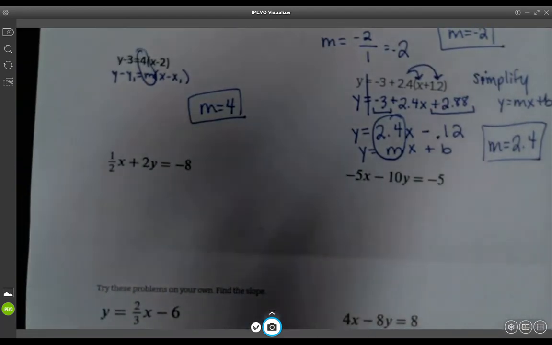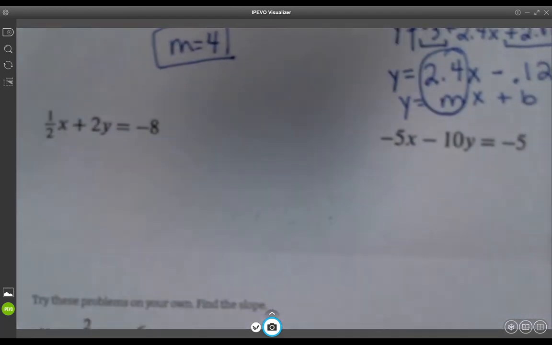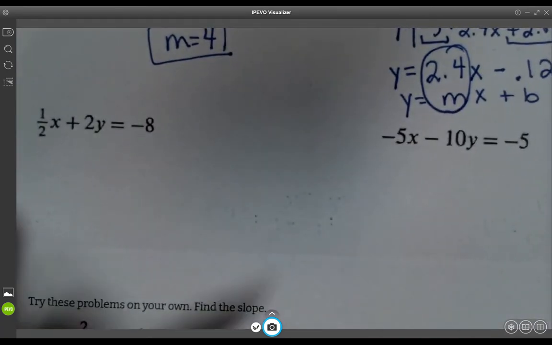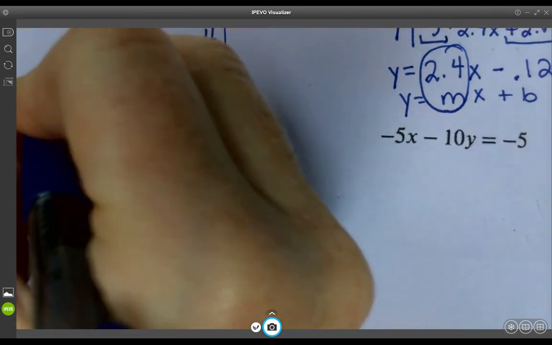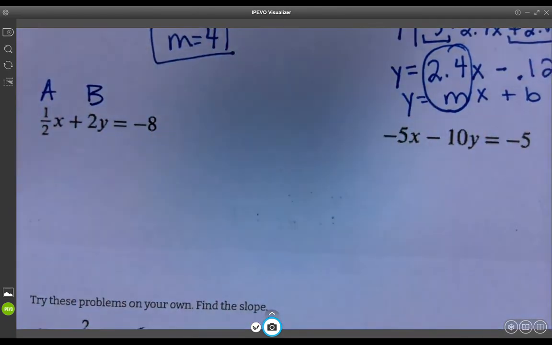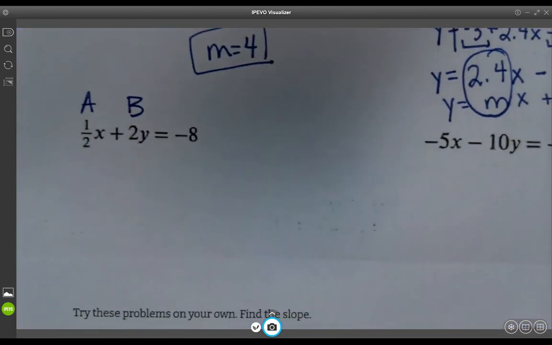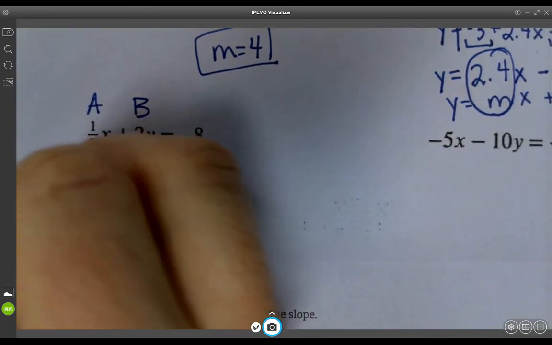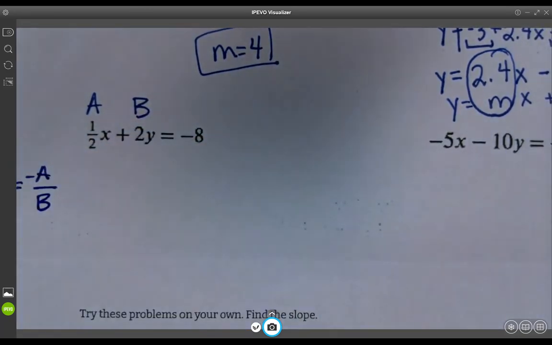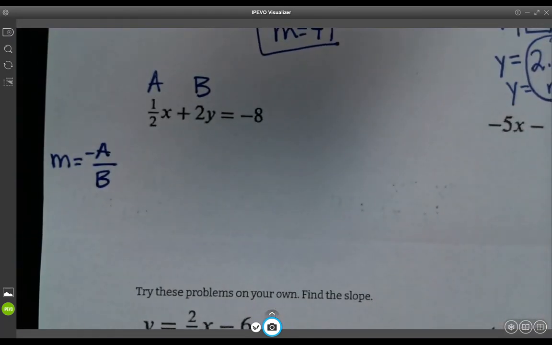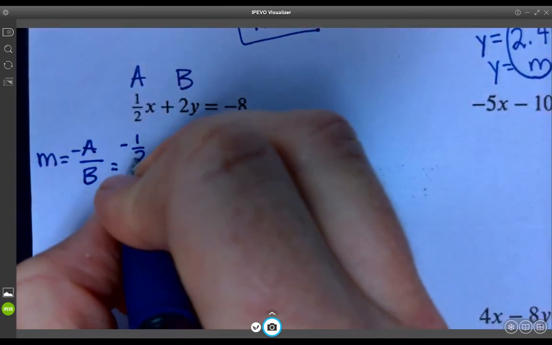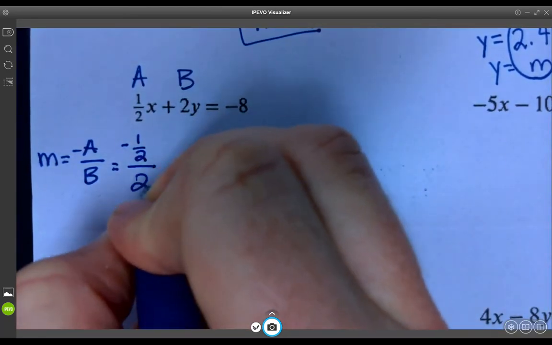All right, let's go. We got two more that we're going to do together, and then I'm going to have you do 4 on your own. So this one's written as ax plus by equals c. So remember, it's -a over b. If you know that formula, write it down and then go ahead and plug it in. So a would be -1/2 over 2.